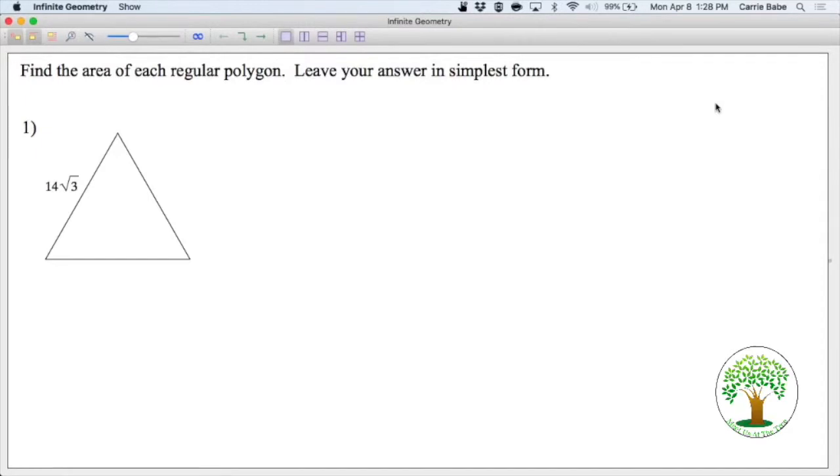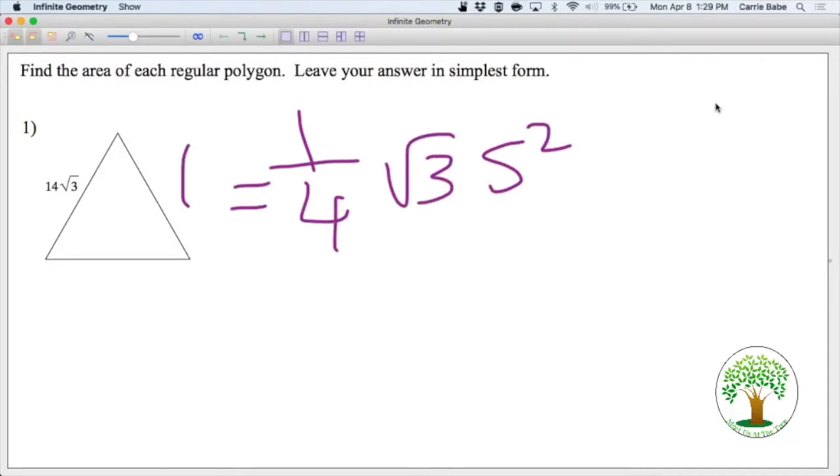All right, this tells you that it's a regular polygon. You know that this is what kind of a triangle right now? Equilateral. You have a formula for an equilateral triangle. What is the formula for the equilateral triangle? A equals 1/4 square root 3 s squared. Very good. And you know what the side is.